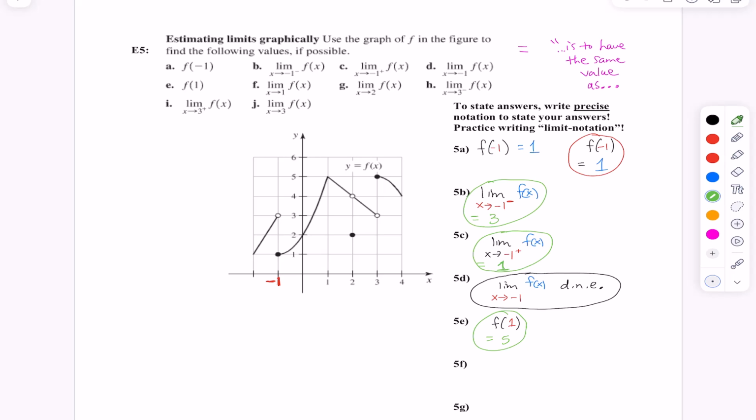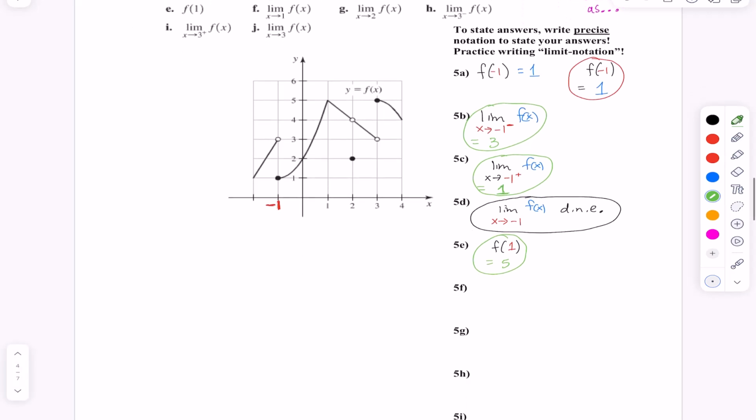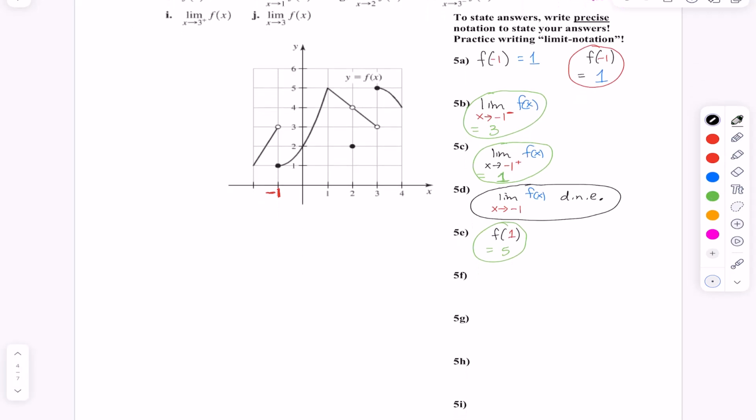Next example involves limit notation. So practice writing your limit notation. The limit as x approaches 1 from both sides, where do the corresponding f of x values go? Practice reading the domain first, and then read the corresponding outputs. Looks like they're going to 5. And that's what we're going to write.